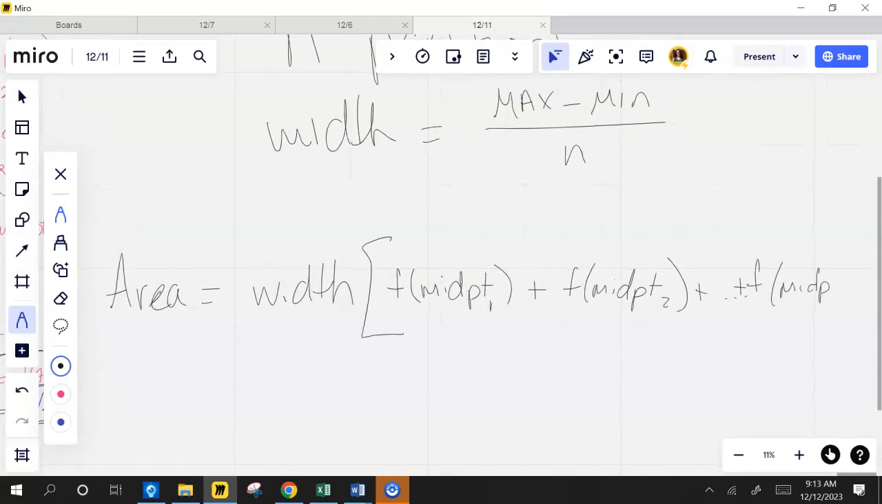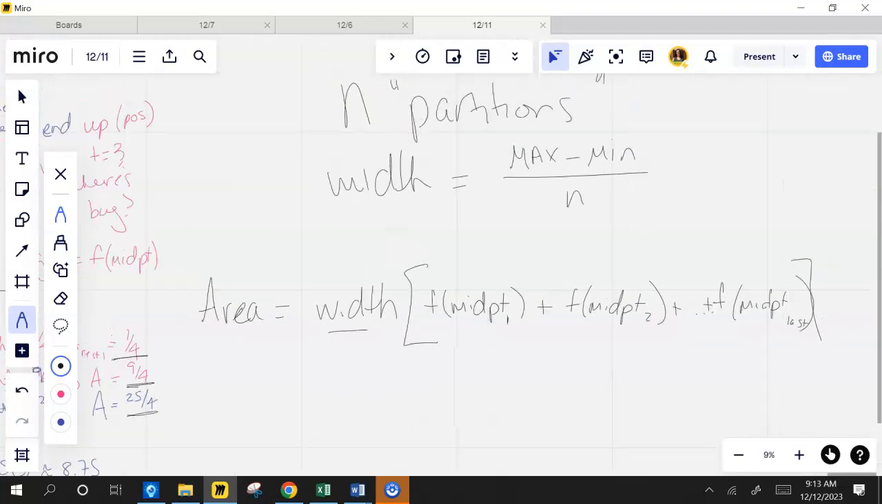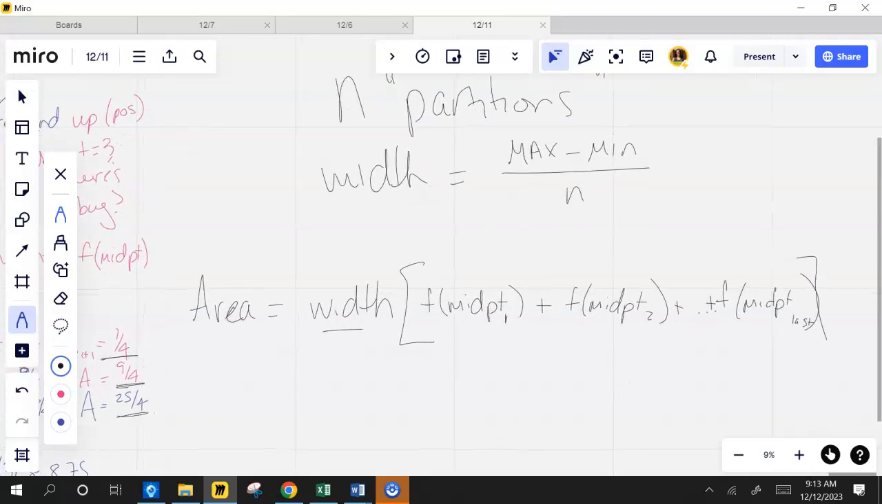Does that make sense? How do you define it? Add all those areas together? Yep. And I kind of factored out that width so I didn't have to do it each time, is all I did, right? Because the width is going to be the same on all of them because they're all the same.